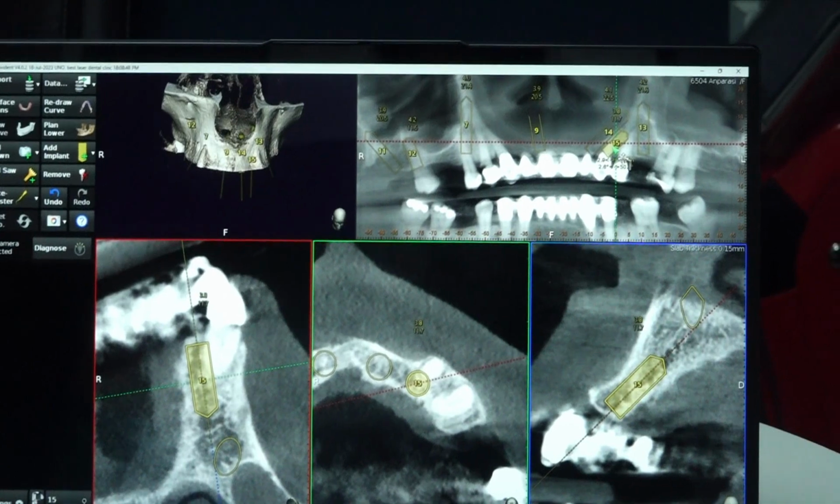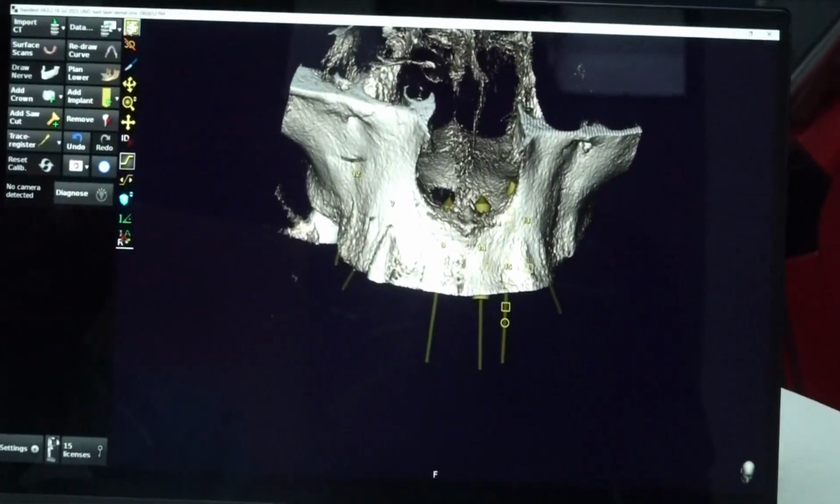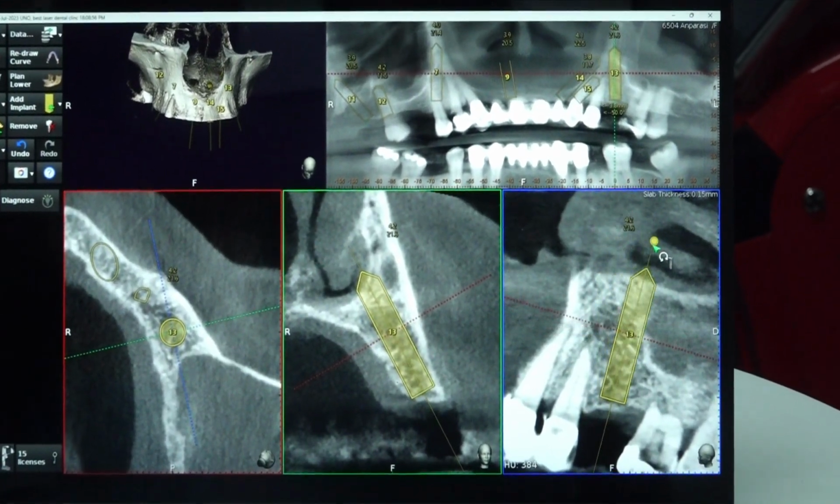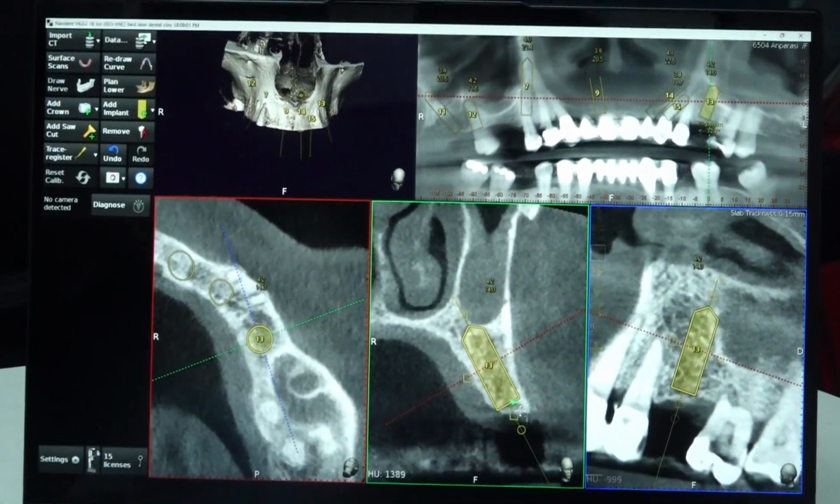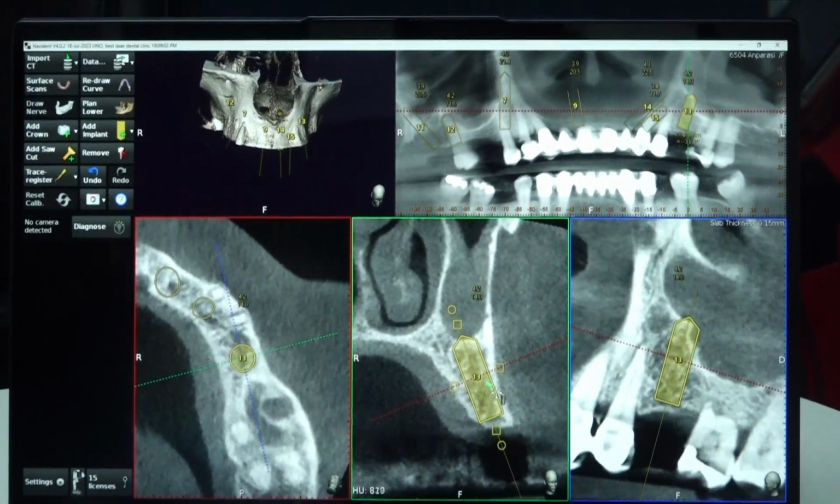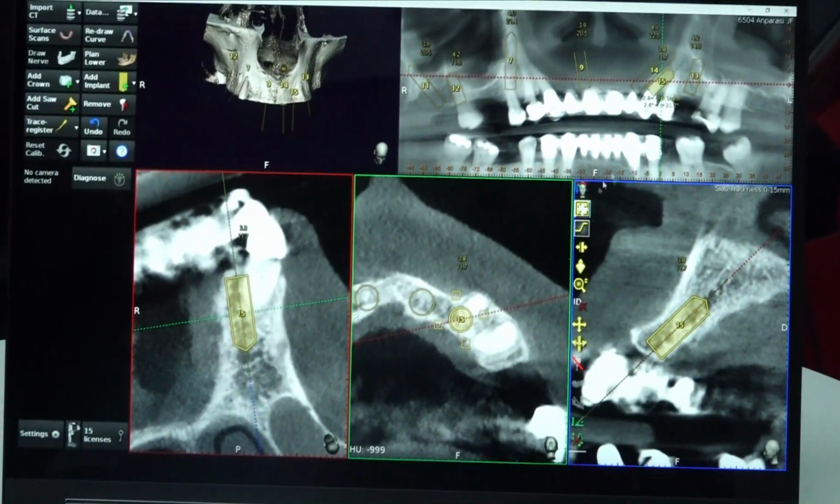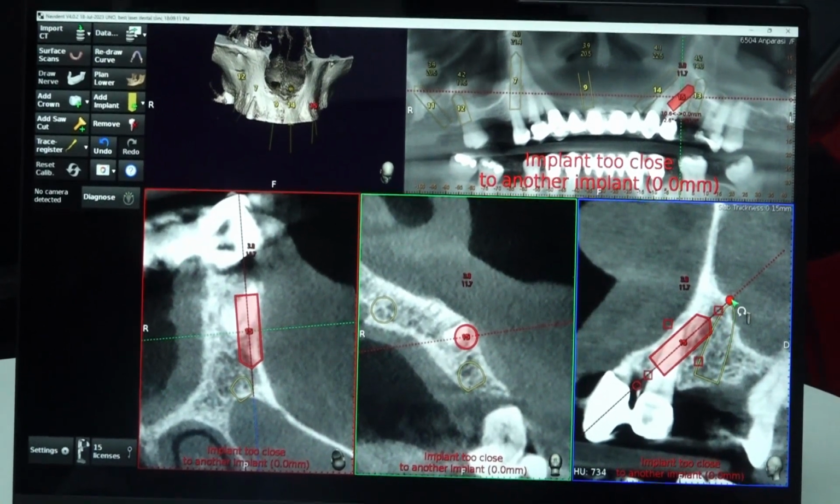Otherwise, what you can do is you have to place the second premolar implant straight. Place straight. Short. It will become shorter, 4.2 by 13, something like that. Now you can place one more implant in the even second premolar also.